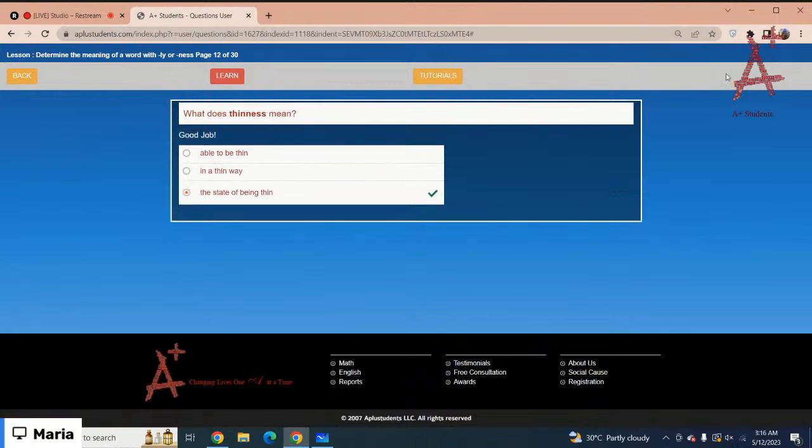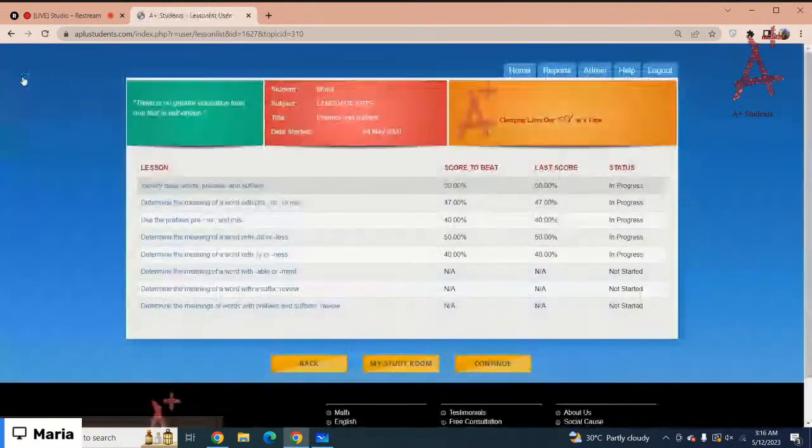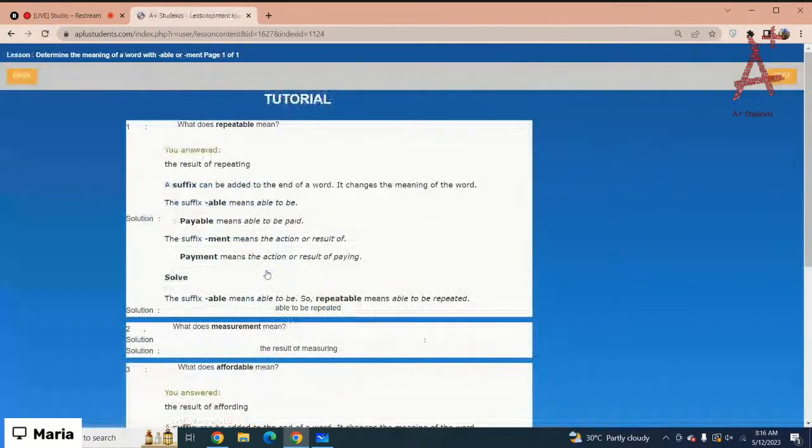Okay, you can complete the test by yourself later today. Let me just move on to the next lesson. And the next lesson is determine the meaning of a word with able or meant. Now we're going to learn two new words and their meaning. They are able and meant.